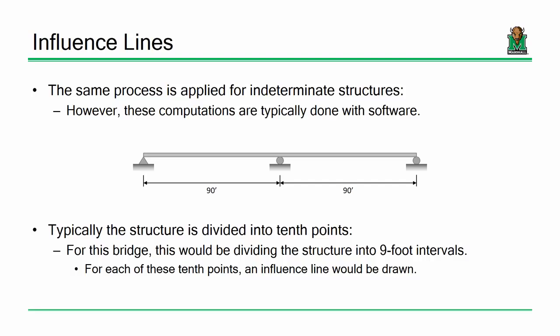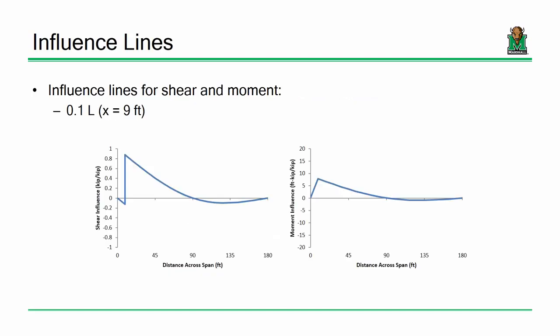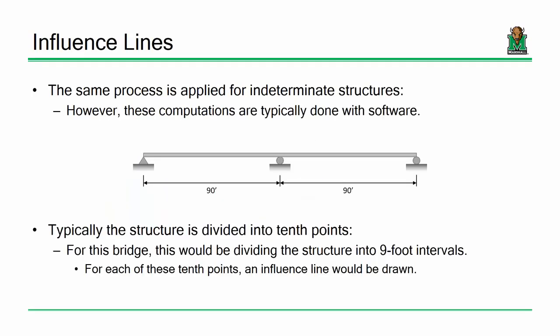So what we do as bridge engineers is it's very common to split a span into 10th points. For instance, if I've got this two 90-foot span, continuous span bridge, like example 1, I'm going to take this bridge and divide it into 10th points. So I'll draw an influence line at x equals 9 feet, x equals 18, x equals 27, x equals 36, and so on and so forth. And then I'll use those to generate my moment and shear envelopes. Make sense?